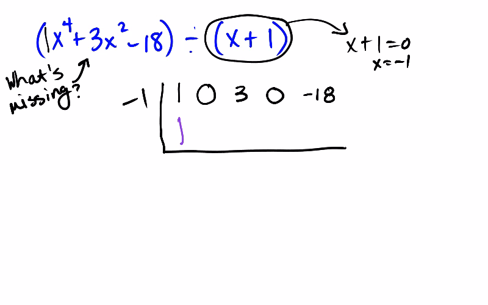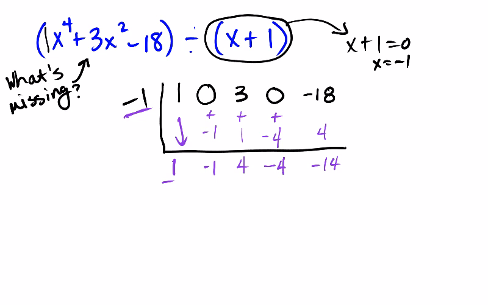Alright, so we bring down the 1, get a 1. Negative 1 times 1 is negative 1. Add again, get negative 1. Multiply them together, you get 1. Then you add down, you get 4. Then you multiply negative 1 times 4 again, and you get negative 4. Add down, get negative 4. And then I multiply again, and I get positive 4. And then I have negative 14.